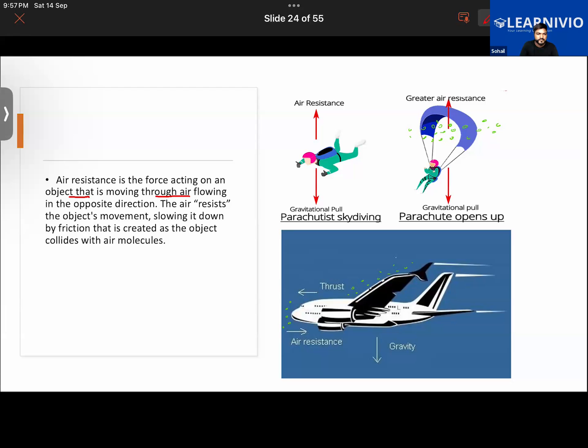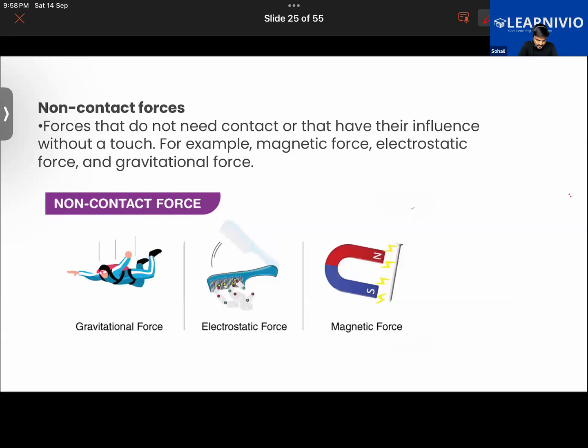Muscular, gravitational. Gravitational is not a contact force. Contact, muscular, and frictional force. Okay, now that is one thing. Now let us learn about the non-contact force here.